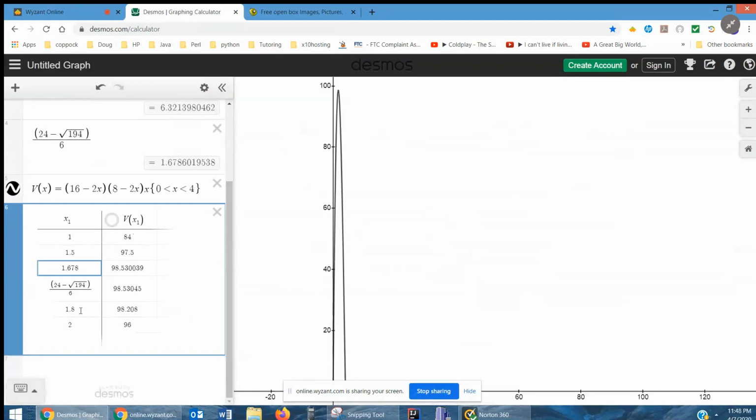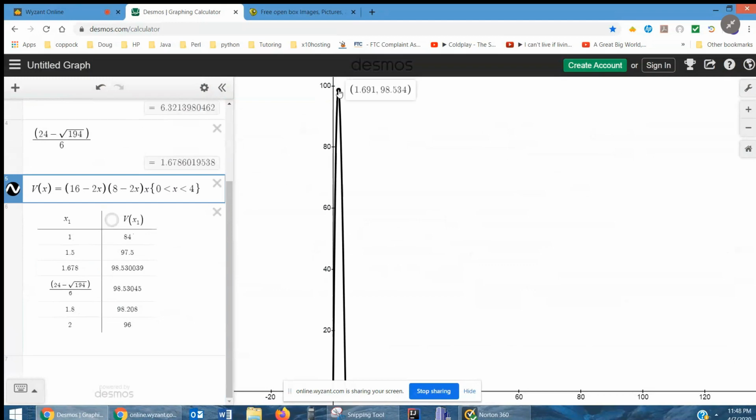And after 1.67, at 1.8, we're starting to go down in volume. And that's depicted by this graph up here. So this point right here is x equals 24 minus the square root of 194 over 6. And there's the volume that generates 98.534.